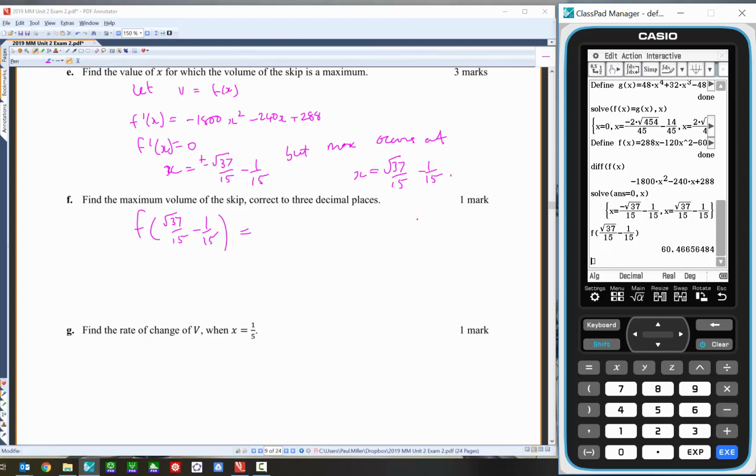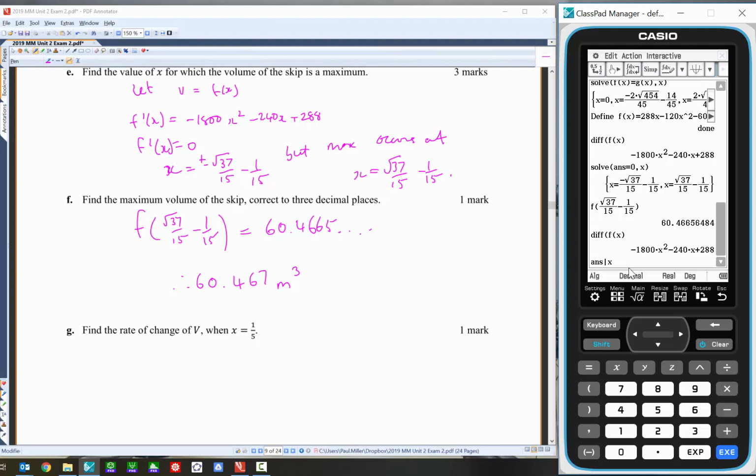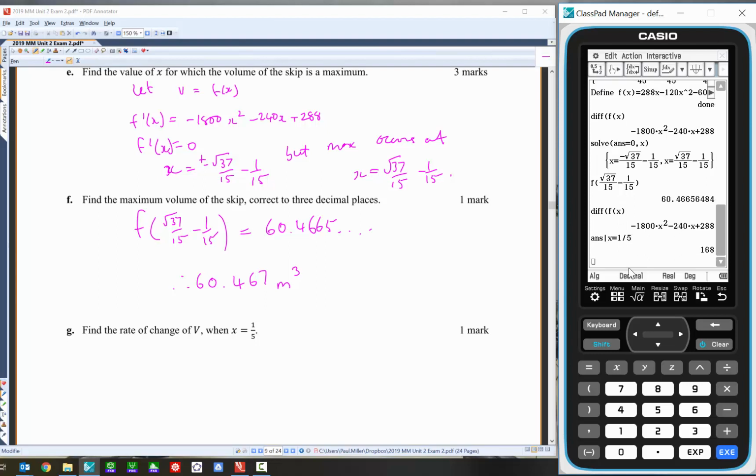All right, let's try it again. There it is. So 3dp on that is equal to 60.467. Therefore, 60.467 meters cubed. Find the rate of change of V when x is equal to a fifth. So what we've got to do is diff f of x and sub in x is equal to 1/5.